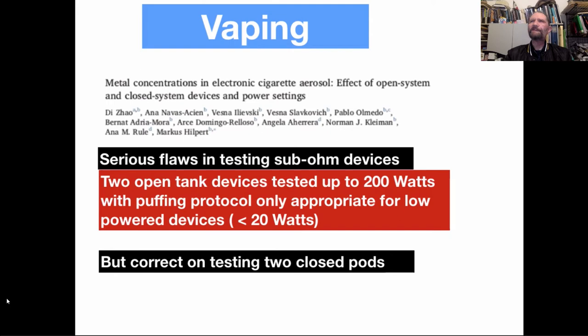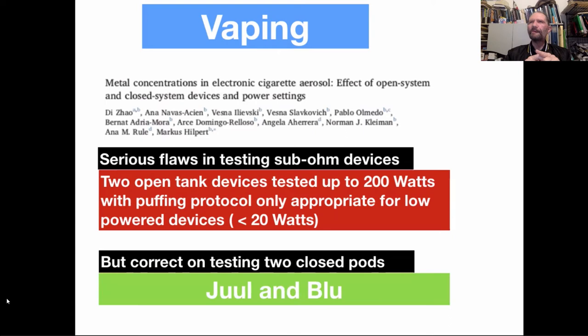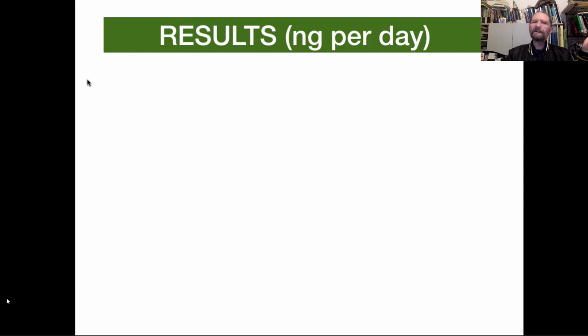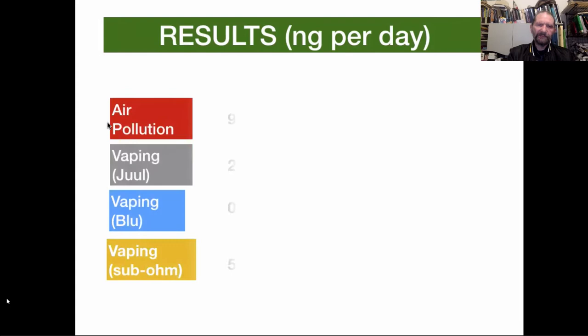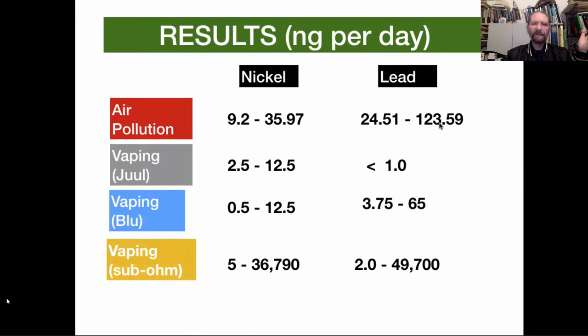And they tested the Juul and the Blu. They are both closed pod systems, okay? Now, we do all the calculations, right? And these are the results. The results are given as a daily intake of these two metals in nanograms. Remember, nanograms is a very small unit, right? So here, these are the results, right? And if you can see my cursor, air pollution is higher, you have a higher intake from air pollution than from the Juul or from the Blu, right?